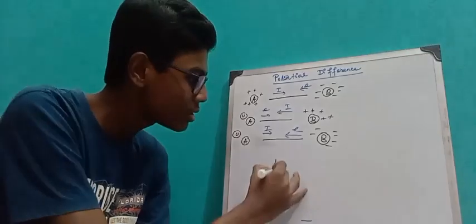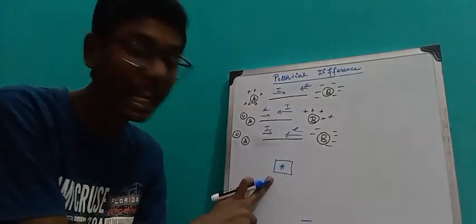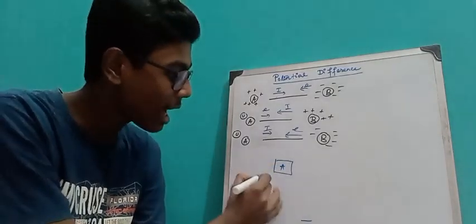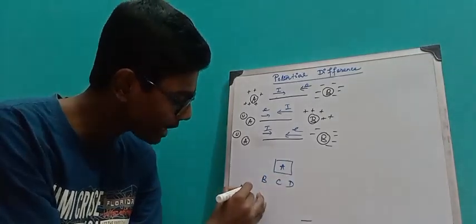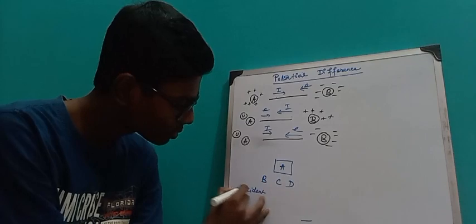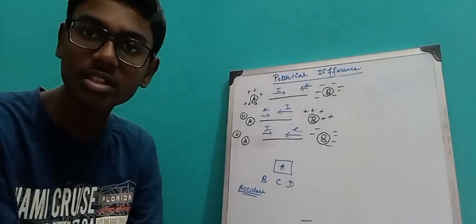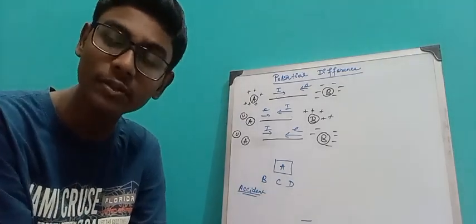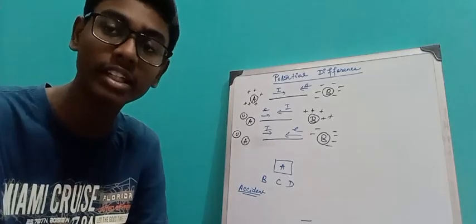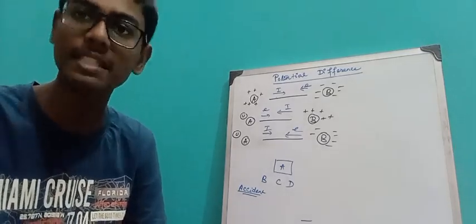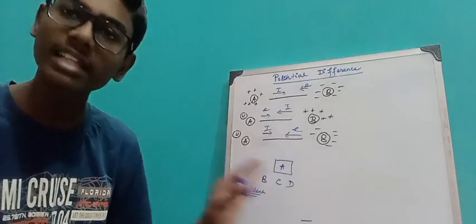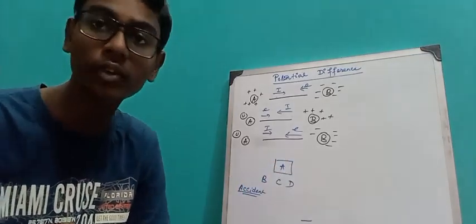Suppose there is a house inside which A is living and outside B, C and D are there. Now suppose if any accident takes place, who will come out first? B, C and D will come out first, because A is inside the house, it needs to open the door, then come out, and it will take time. It needs to face some obstruction, but B, C, D are free to come out. Same goes for electrons and protons.